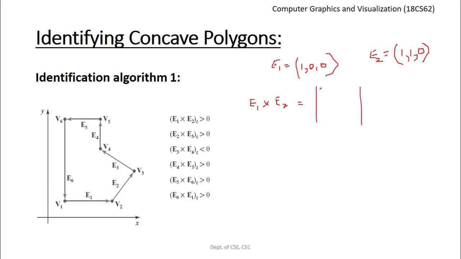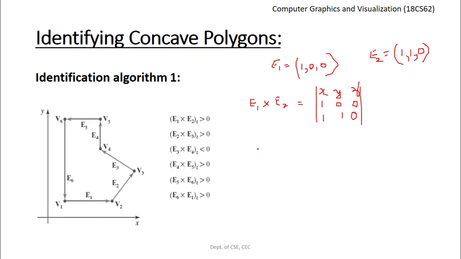Okay, so this is the x component, we have the y component and the z component. So you can write it something like this: x, y and the z component, right? So what is the x component, y component, z component of E1 vector? It is 1, 0 and 0, right? So what is the x, y, z component of edge E2? 1, 1, 0. So what is E1 cross E2?